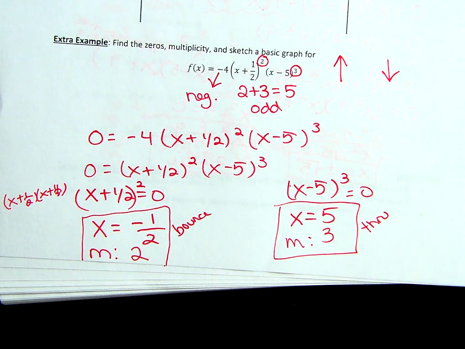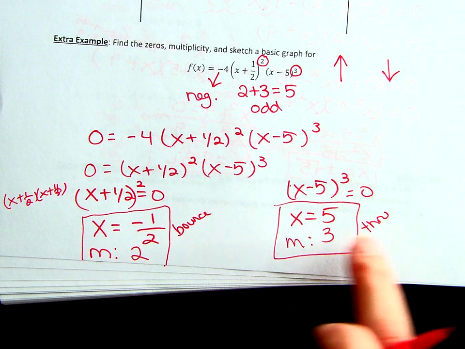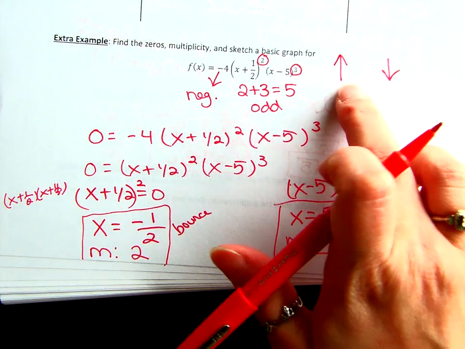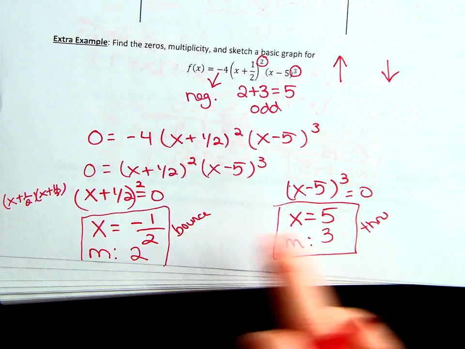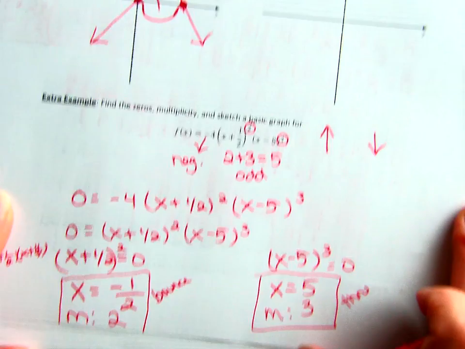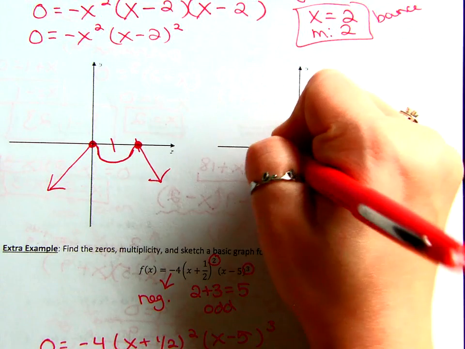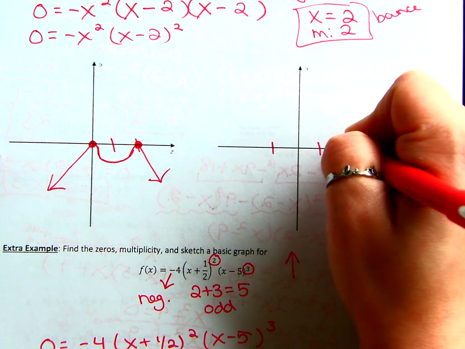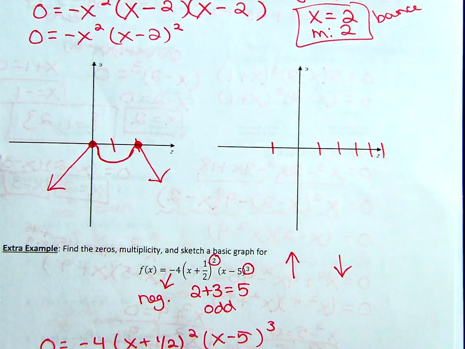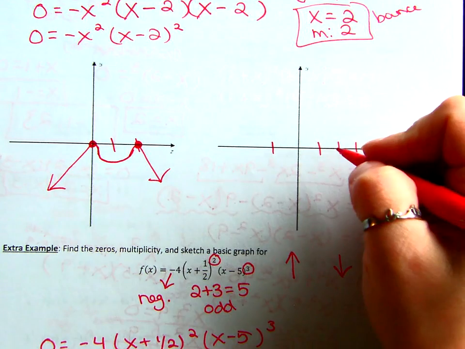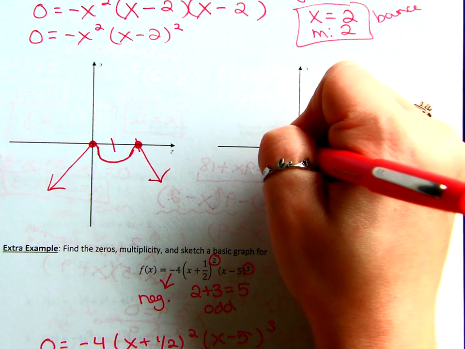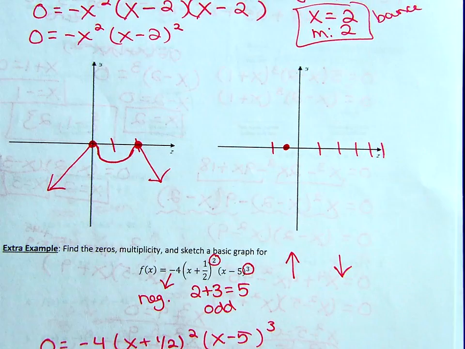Okay, so we've got a 0, we've got a 0, we know what our end behavior is going to do, and we know that we're going to bounce and go through. So let's go up to our graph. There's 1, 2, 3, 4, 5. So x was negative a half, that was our 0. x was positive 5, that was a 0.